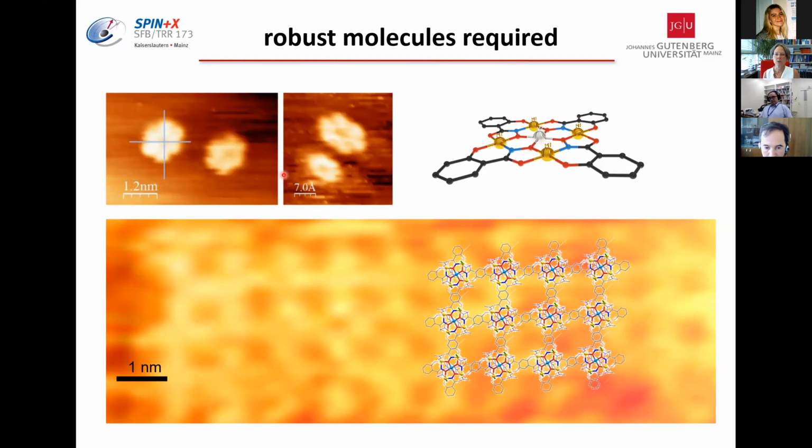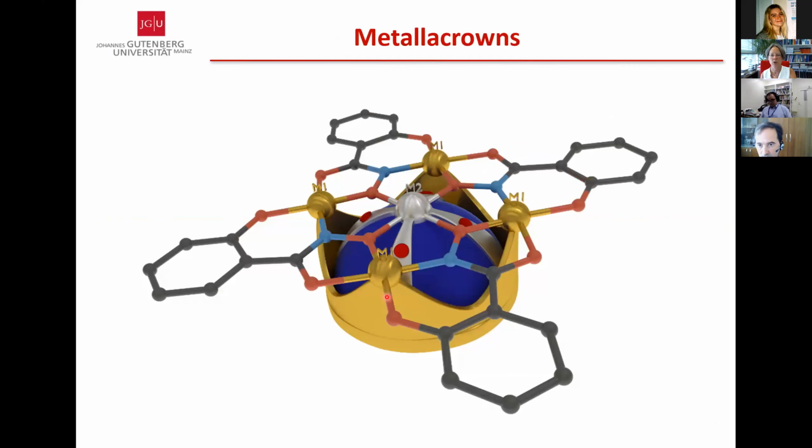So in our case, we were successful to put a manifold of copper centers in a so-called metallacrown, which I'm going to show you in a moment, on a gold 111 surface, and could show that they are aligned very nicely on the surface in a two-dimensional sheet. So these are the metallacrowns I was referring to. We call them that simply because they have more or less the shape of a crown.